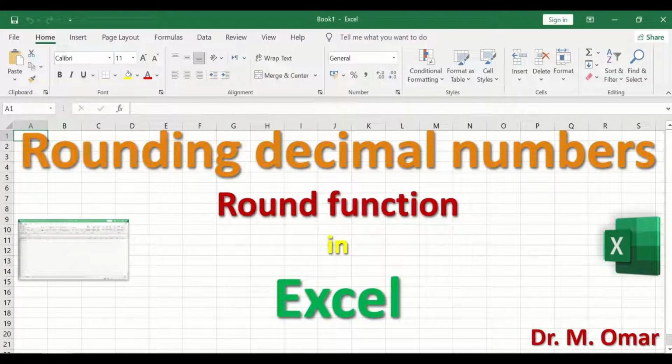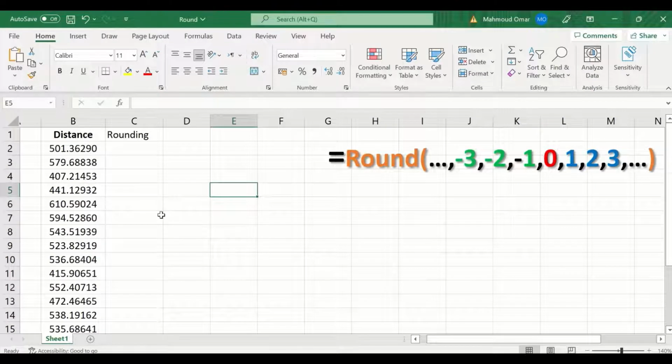Rounding decimal numbers in Excel using the round command. I had inserted data for the distance that have decimal values in the numbers. There are certain features in Excel that can hide the decimal and make it disappear, but it will not change the original value. So the decimal will still exist, but it will be hidden.